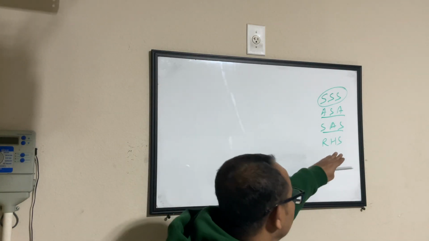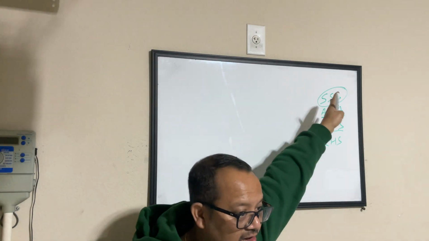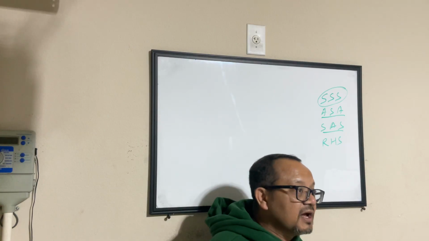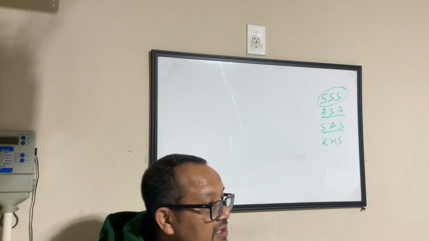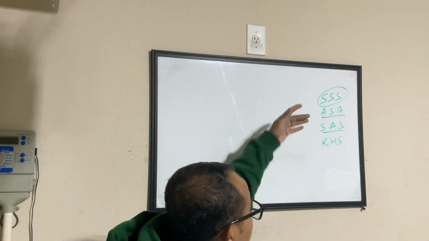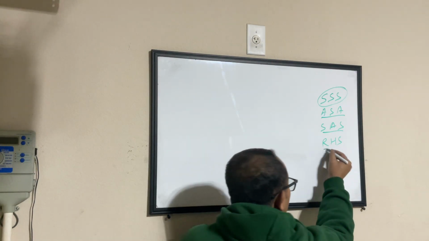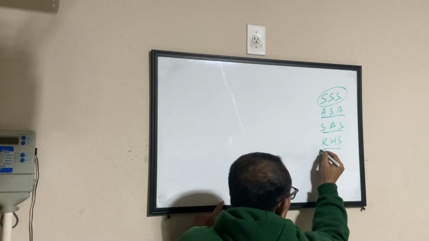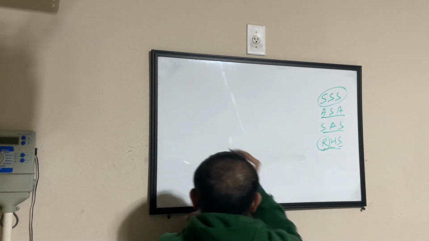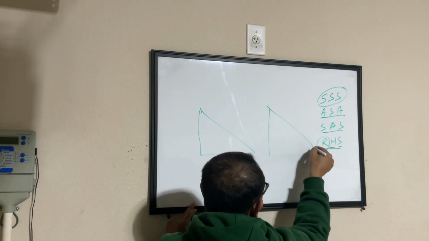The first three theorems were for all possible triangles, regardless of their type, whether they are equilateral, isosceles, scalene, acute angle, right angle, whatever. These three theorems hold true for any type of triangle. But this one is for right angle triangle. This R stands for right angle triangle. And then hypotenuse and a side. Meaning, if you have two right angle triangles, they will be congruent.